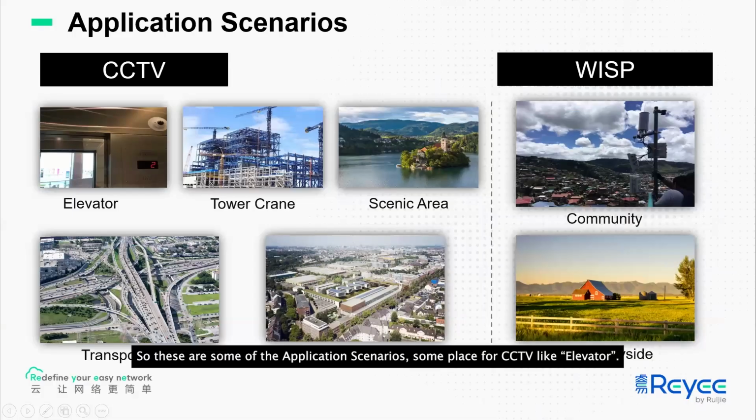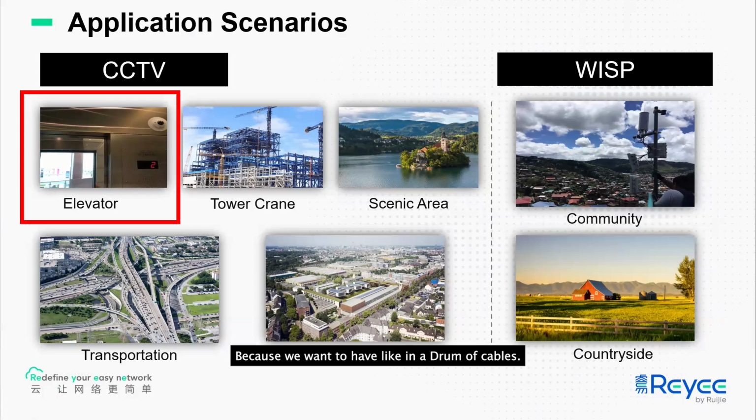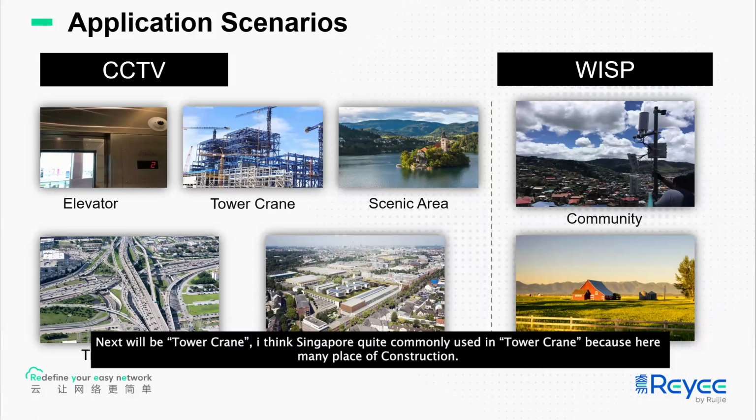So there are some of the application scenarios. Some place like for CCTV, maybe like an elevator. We know that an elevator is able to deploy the wireless bridge as well. Because in the traditional way, you might need to lay the cables following the elevator, so you might need a very long distance of cables in a drum, so that it moves with the elevator. Now we can deploy the wireless bridge to replace the cabling. So it's very easy.